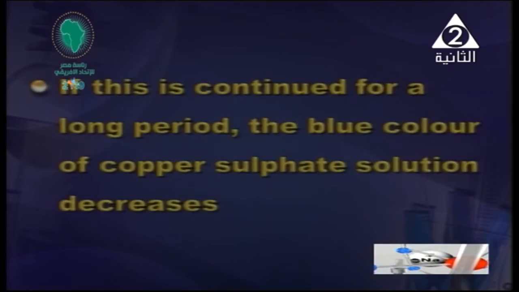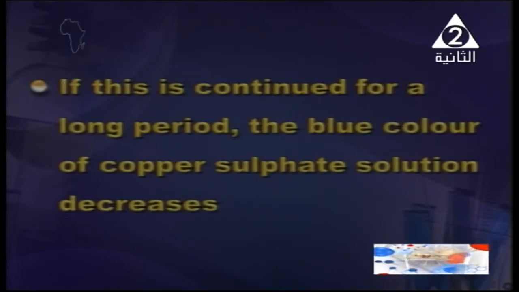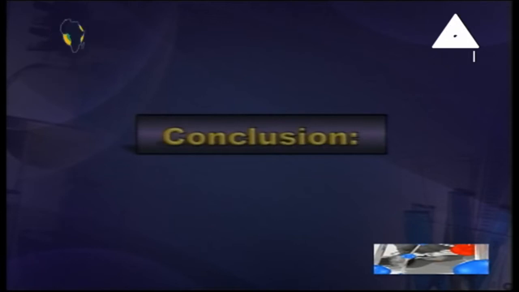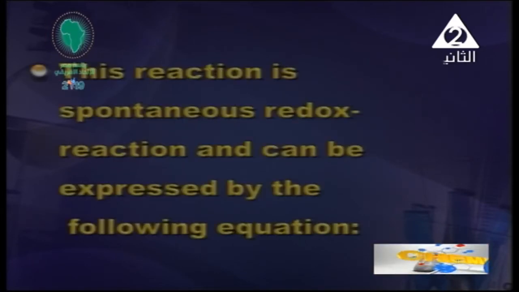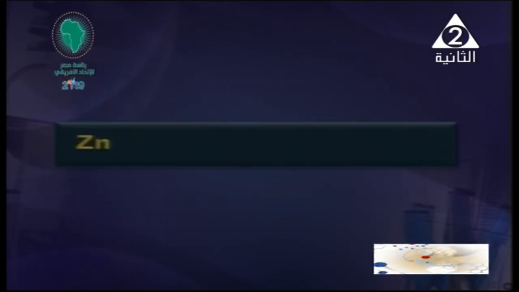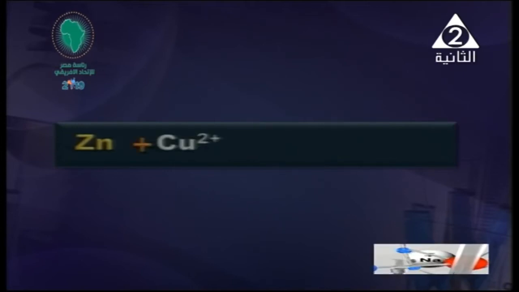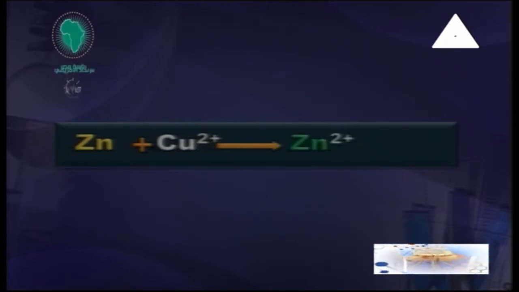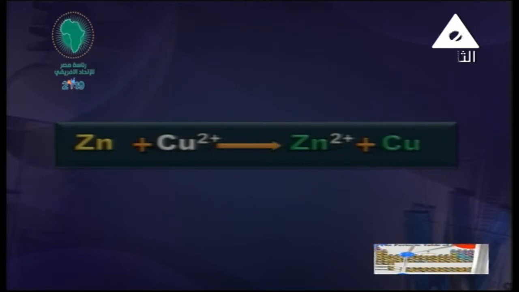If this continued for a long period, the blue color of the copper sulfate solution decreases and becomes colorless, and the dissolution of zinc increases. What about the conclusion? This reaction is a spontaneous redox reaction, takes place without any external effect, and can be expressed by the following equation: Zn plus Cu2+ gives Zn2+ plus Cu precipitate.